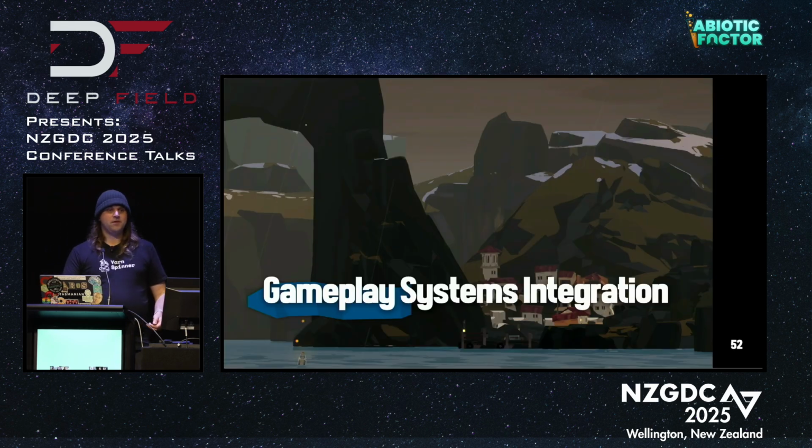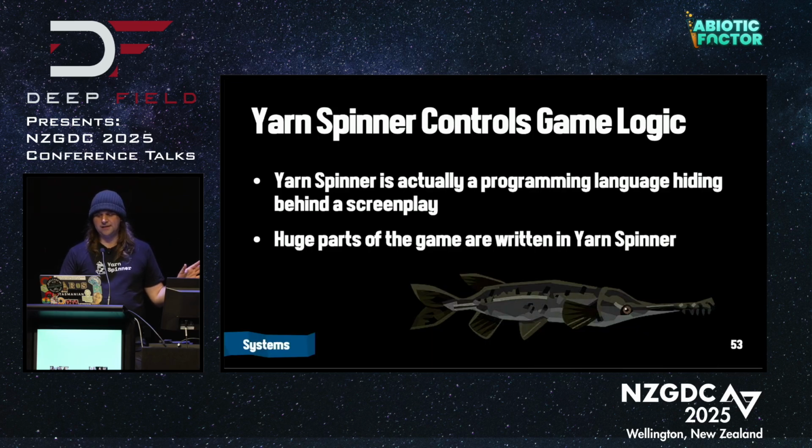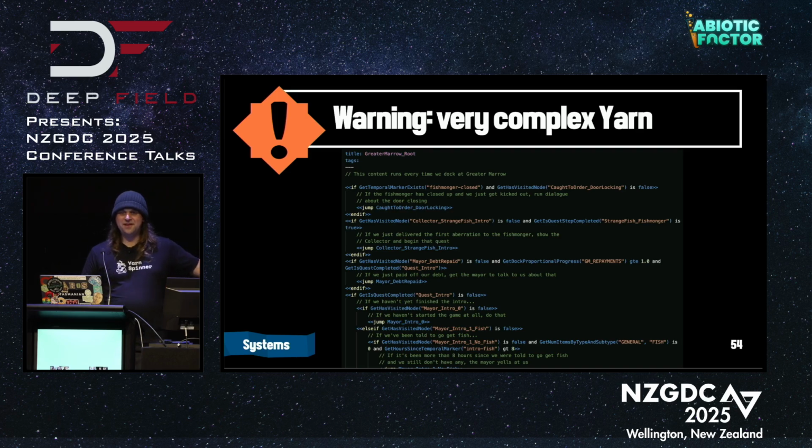Gameplay systems. So we've talked a lot about presenting dialogue content, but Yarn Spinner is also a programming language hiding behind a screenplay, and large chunks of the game's logic are actually written in the dialogue system. This is about as complicated as it got. Even though this is a very, very dense screen full of stuff, you can see this is the code that runs when we arrive at Greater Marrow, the starting island, where the game is deciding what content to show.